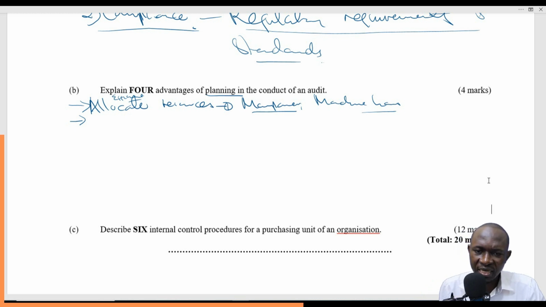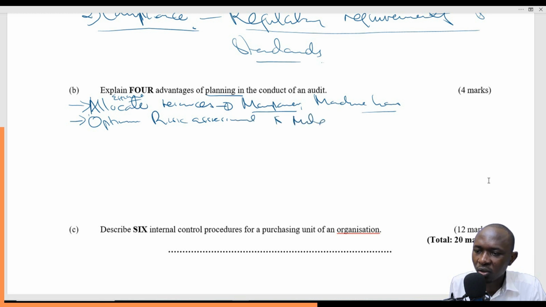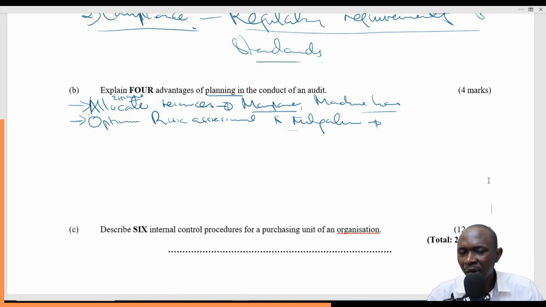Then optimal risk assessment and mitigation. For us to get all the possible risks and conduct a comprehensive assessment, we need to have planned. Planning will help us have the necessary time and all the necessary requirements to unearth the possible risks in an organization. An in-depth assessment is part of the advantages of planning.